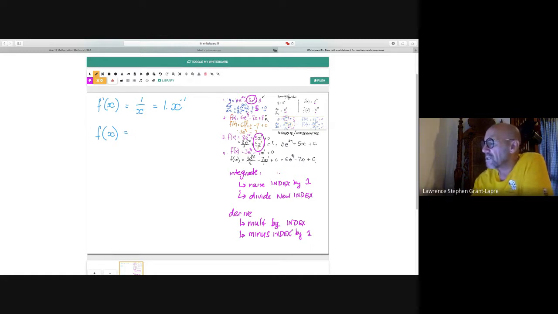So let's look at this: raise the index by 1. If we raise the index by 1, we get x to the power of 0. And then divide by that new index of 0, divide by 0. And that's just simply not possible. Can't divide by 0. So in fact, these steps don't help when it's x to the power of negative 1.